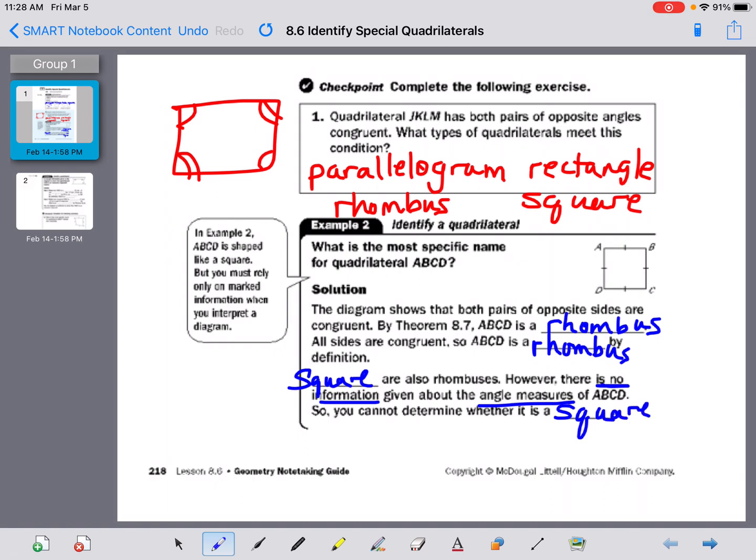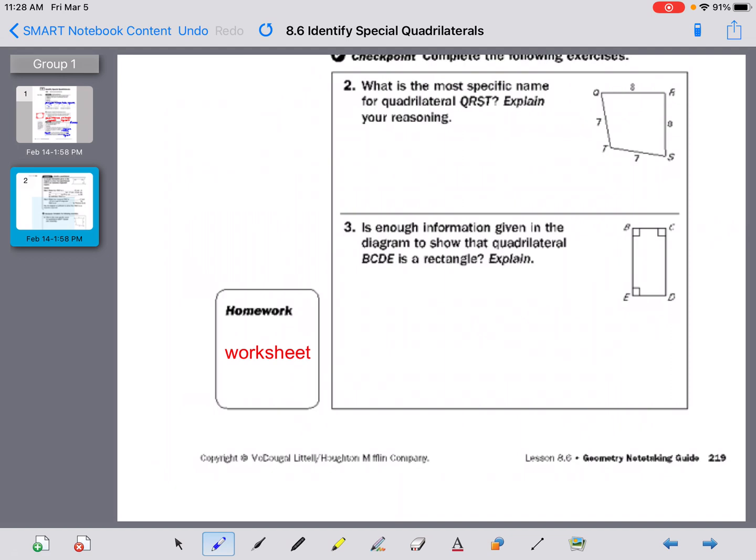So the best name I can give this one right now is a rhombus because I don't know about those angles. So go as far down that list as you can to give the answer, but if you don't know something specific, never ever assume, okay? All right, go to our second page here.